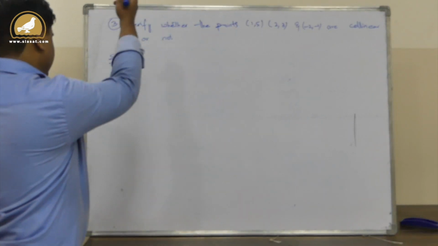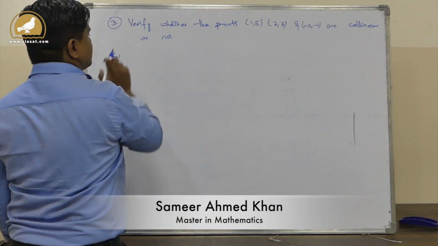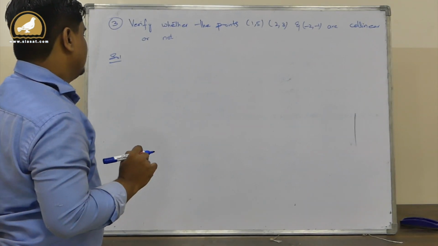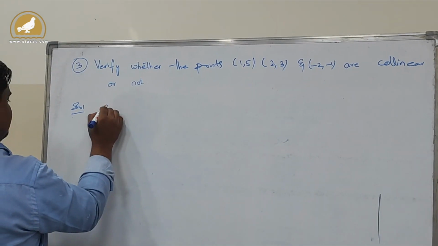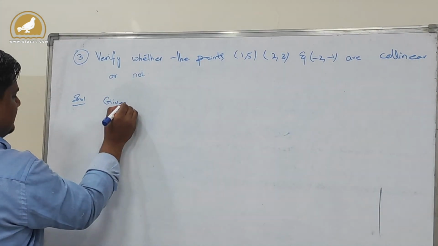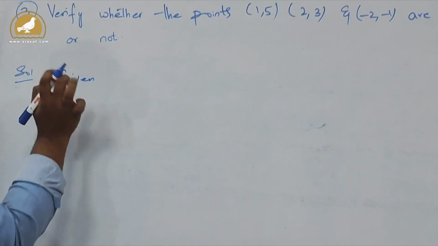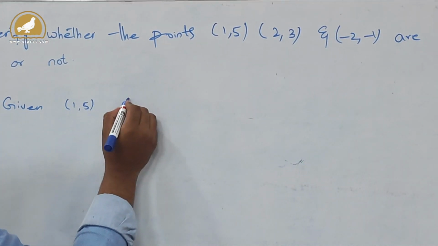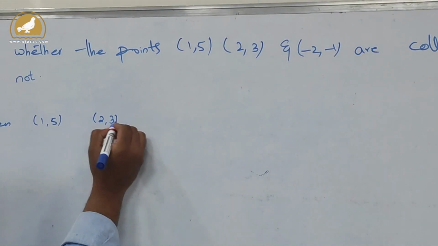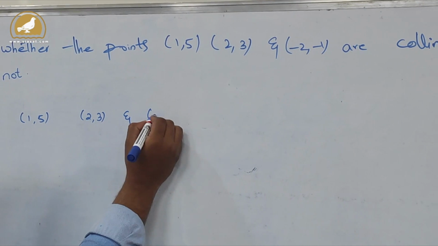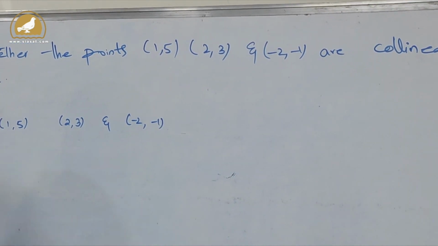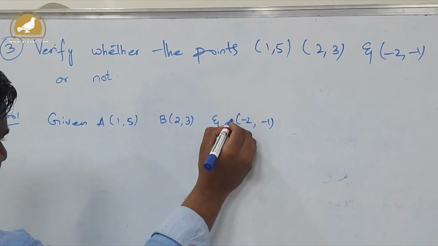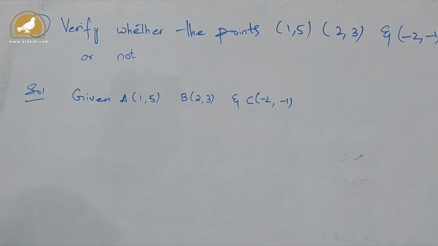In the third question, they are asking us to verify whether the given points are collinear or not. They are given 3 points. The first point is (1, 5), the second point is (2, 3), and the third point is (-2, -1). Let us consider these as A, B, and C.